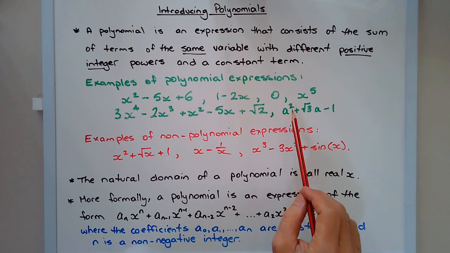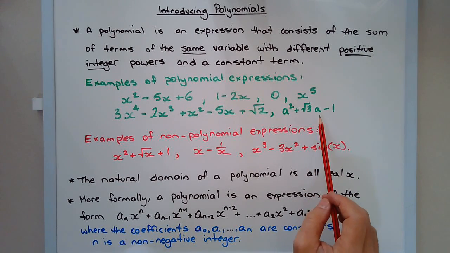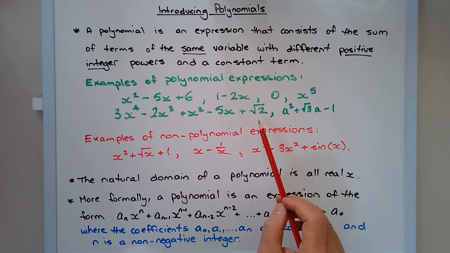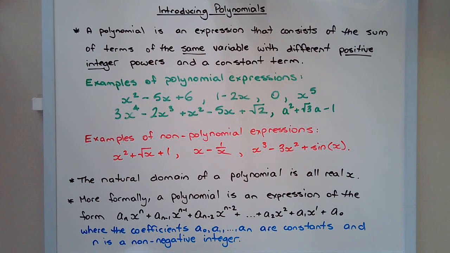And a squared plus the square root of 3 times a minus 1. So this is the polynomial where the coefficient of a is irrational, and that's okay. And the variable is not x, but a. As long as it's the same variable, then that's okay. We can use any variable we like. But the variable x tends to be the one most commonly used.